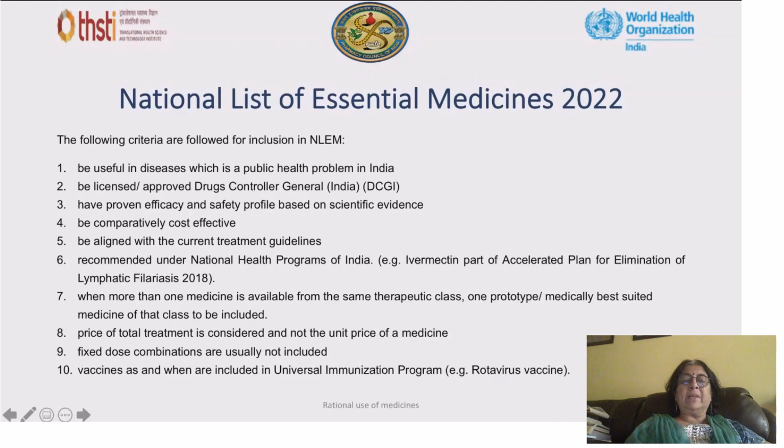When more than one medicine is available from the same therapeutic class, one prototype is utilized, which is the best suited in that class. The price of the total treatment should be considered, and not the unit price of the medicine. Fixed dose combinations are usually not included, and vaccines are included as and when they are part of the universal immunization program. For example, the rotavirus vaccine is included.